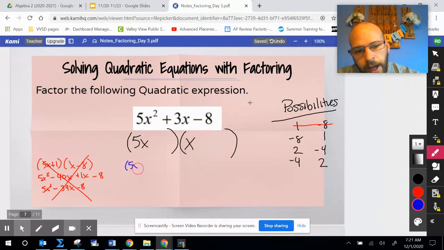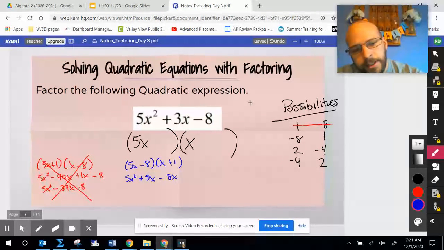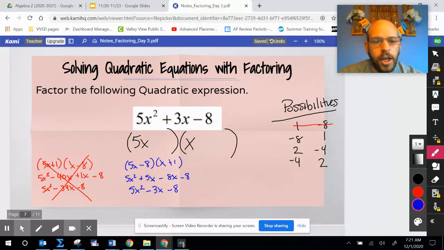So I'm going to do a 5x minus 8, x plus 1. Let's try this. 5x times x is a 5x squared. 5x times 1 is a 5x. Negative 8 times x is a negative 8x. And negative 8 times 1 is a negative 8. If you combine like terms, okay, I get a negative 3x in the middle, okay, and I check. Now, again, we did this once before. I have the right number. Okay, I got a 3. The only problem is I got a -3 and it should be a +3.